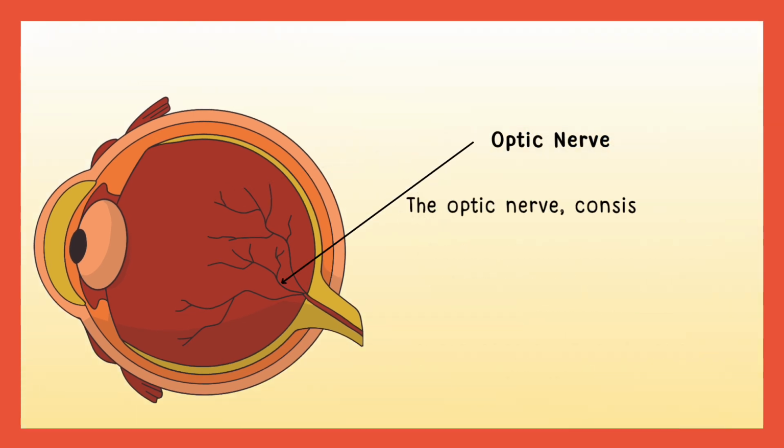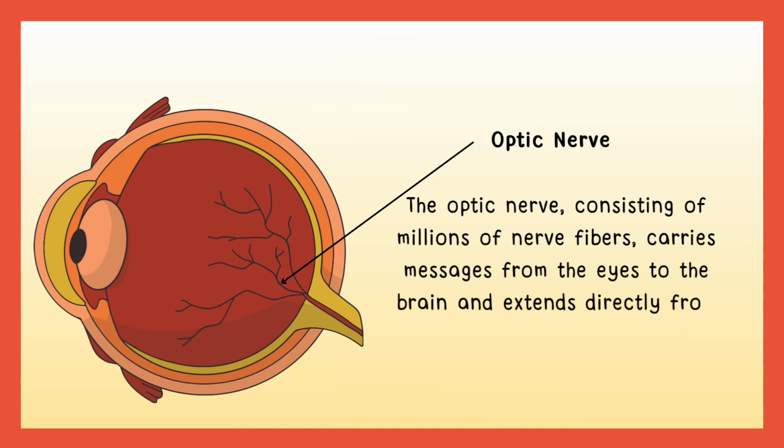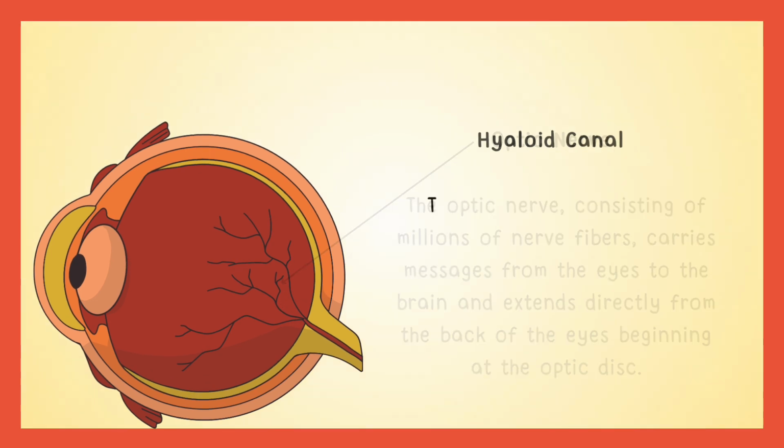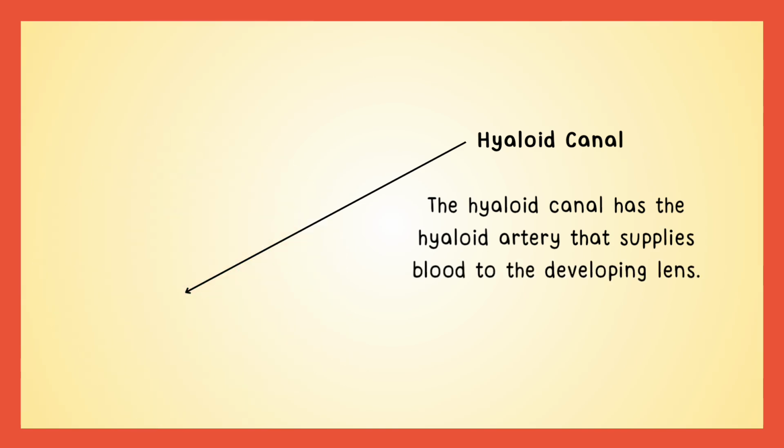The optic nerve, consisting of millions of nerve fibers, carries messages from the eyes to the brain and extends directly from the back of the eyes beginning at the optic disc. The hyaloid canal has the hyaloid artery that supplies blood to the developing lens.